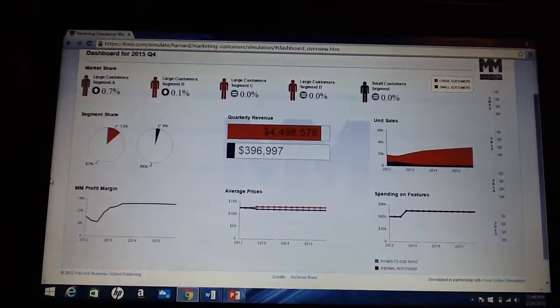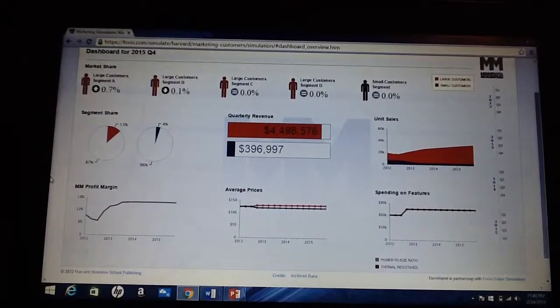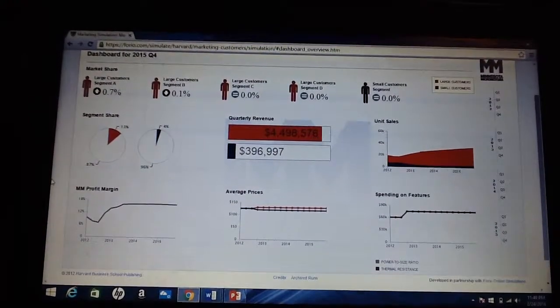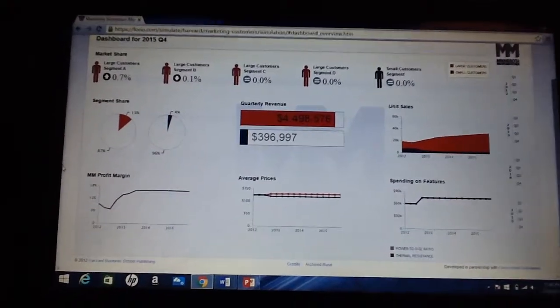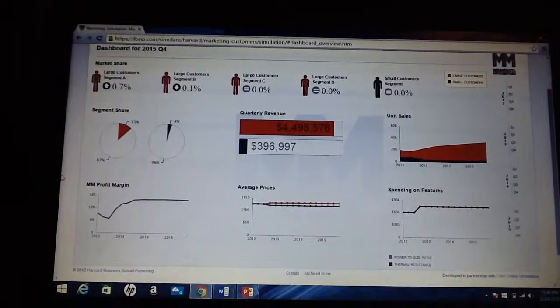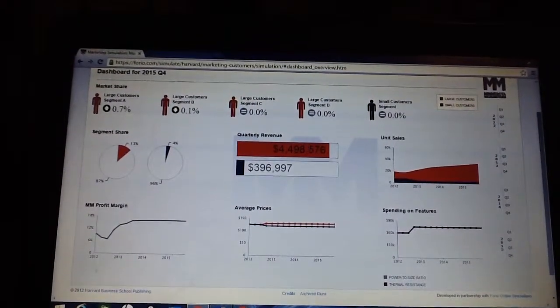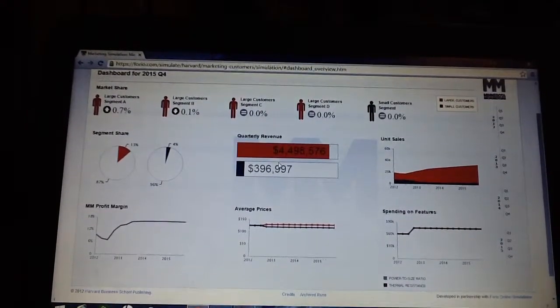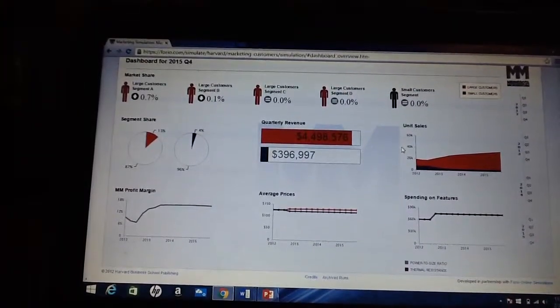My profit margin showed me if my revenue from sales were exceeding my costs. Profit margin is here again. Here's the quarterly revenue. Segment share allowed me to see how my competitors were doing, and unit sales and average pricing showed me the financial behavior of my customers.